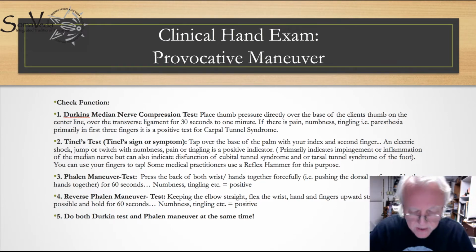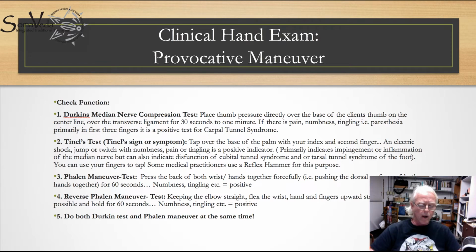For example, when we test a trigger point for a referral, where we actually put pressure on the trigger point to see, do you feel the distant pain? That's a provocative maneuver.